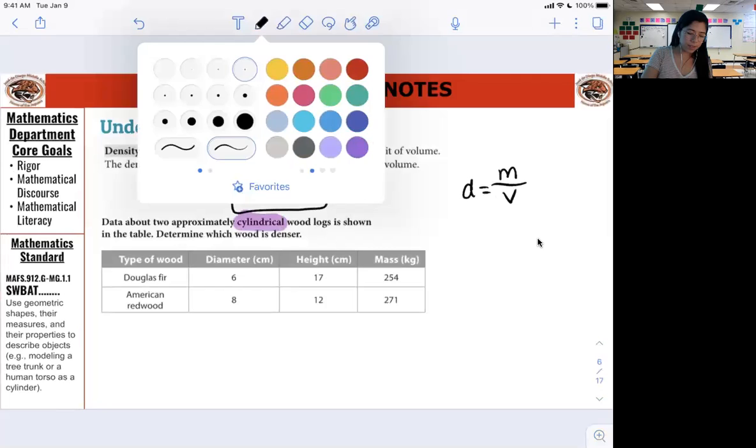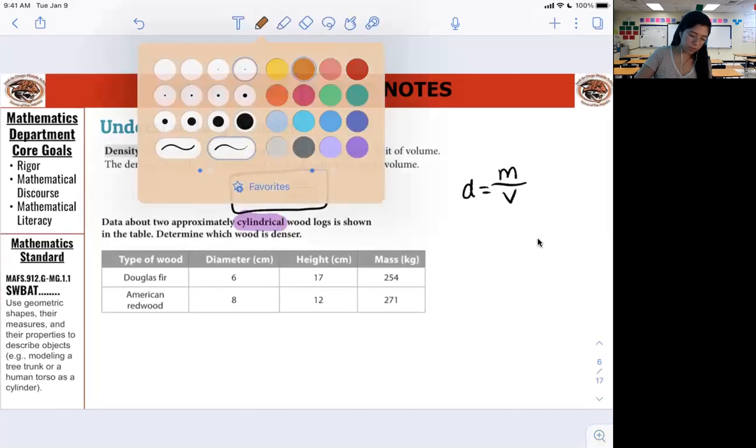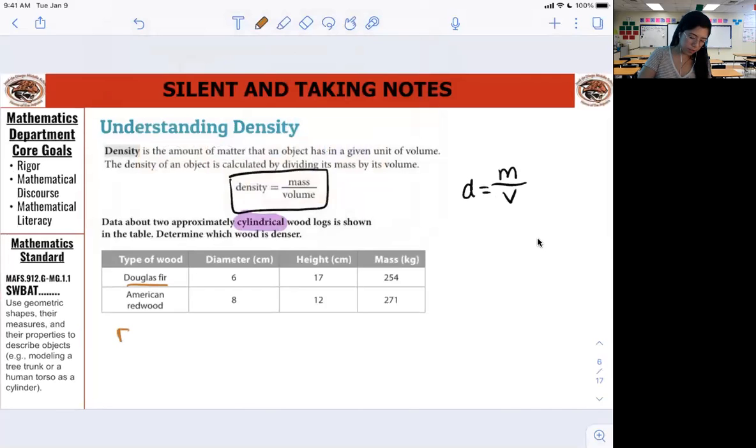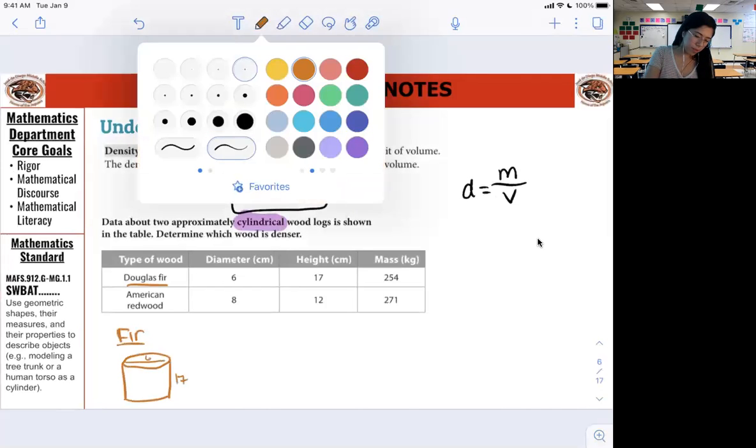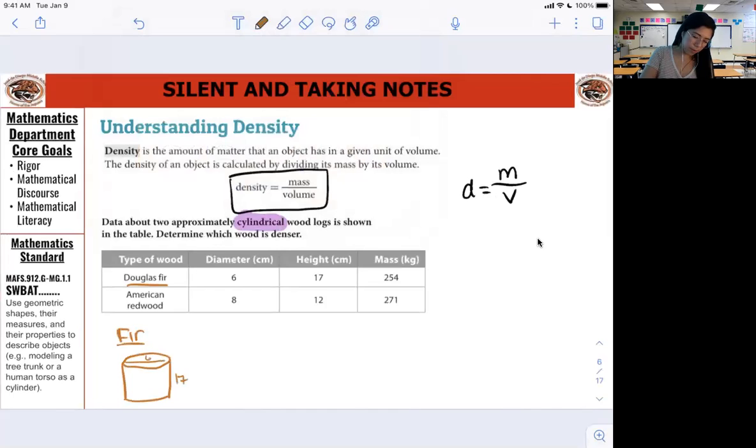Now I have 2 different types, so let's draw 2 different cylinders. We have a Douglas fir, a fir tree. They're telling us that the diameter is 6 inches and the height is 17. And then we have redwood, where our diameter is 8 and our height is 12.